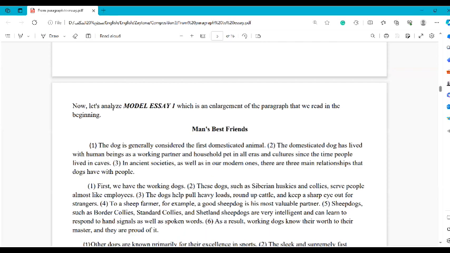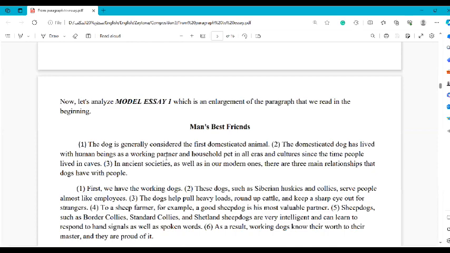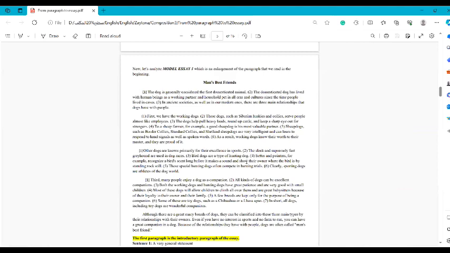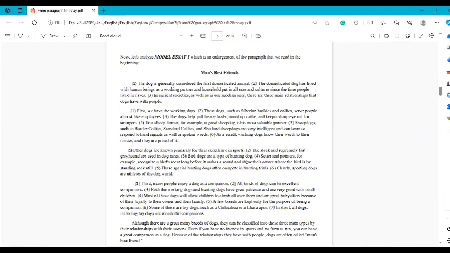Okay, now let's analyze model essay number one, which is an enlargement, a bigger shape of the paragraph that we read in the beginning. Before reading this essay, let's see the format of the essay. In the beginning we had just one paragraph, one unit, while here in the essay, you see how many paragraphs we have? Paragraph number one, paragraph number two, paragraph number three, paragraph number four, and paragraph number six.